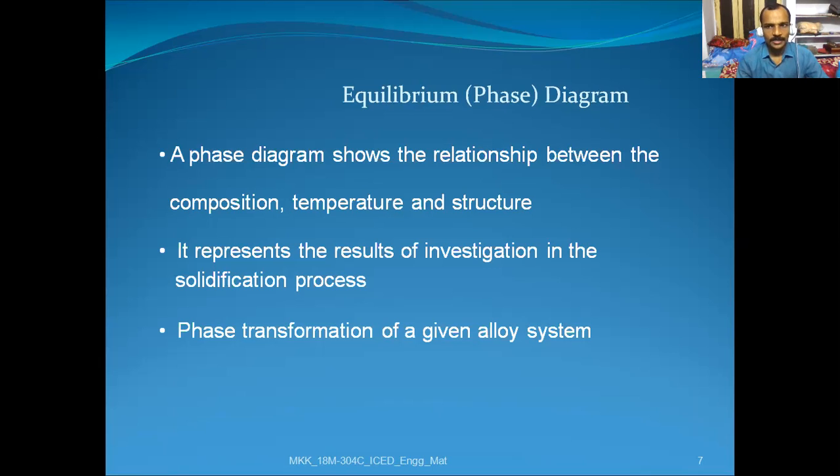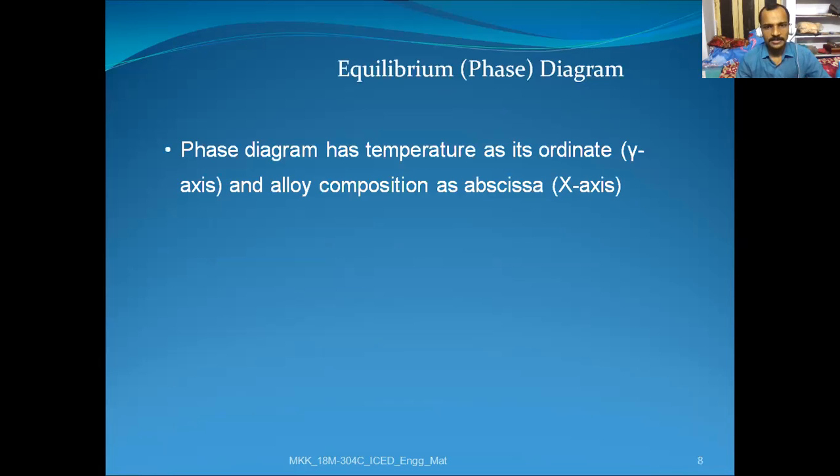Coming to the phase transformation for a given alloy system, how one phase transforms to another phase can also be clearly shown in the equilibrium diagram. A phase diagram has temperature on the y-axis, nothing but the ordinate, and alloy composition on the x-axis, the abscissa. So we can say x-axis composition, y-axis temperature.